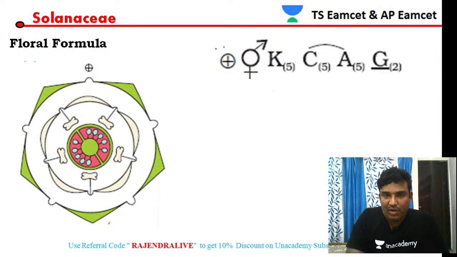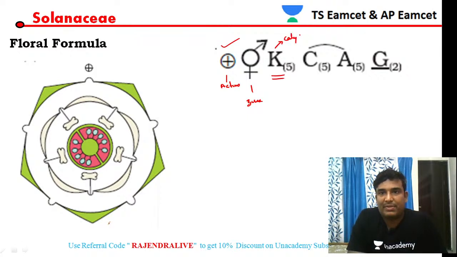If you see the floral formula, this symmetry is actinomorphic symmetry. So symmetry is actinomorphic. Then the flower is bisexual. K represents the calyx, and we have already seen calyx 1, 2, 3, 4, 5. So 5 calyx are there.